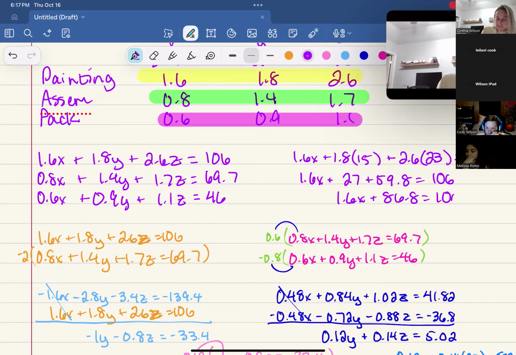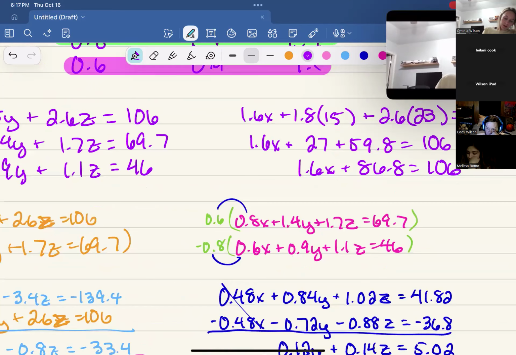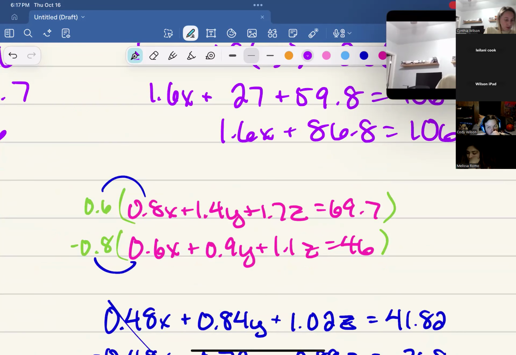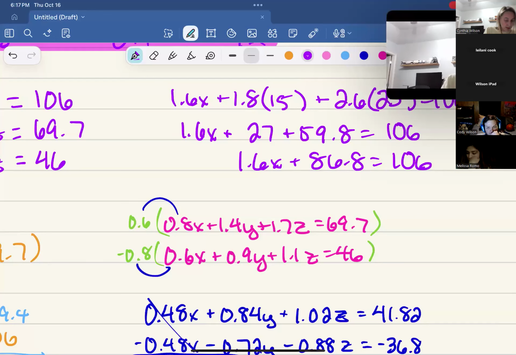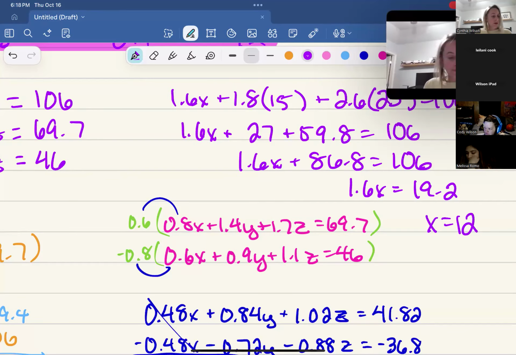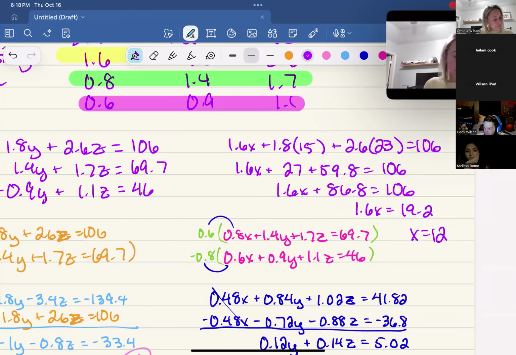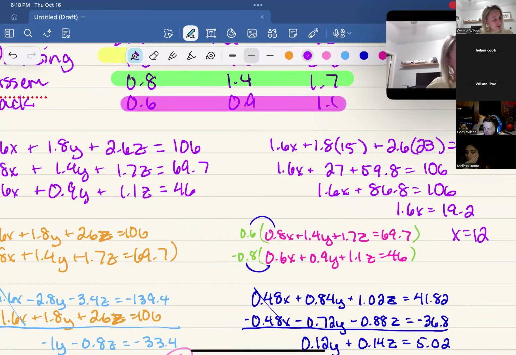Combining your terms, then do 106 minus, and then divide one more time. So x is 12. So all that, remember, if you've got the calculator, this becomes really easy. You can just plug in as a matrix.